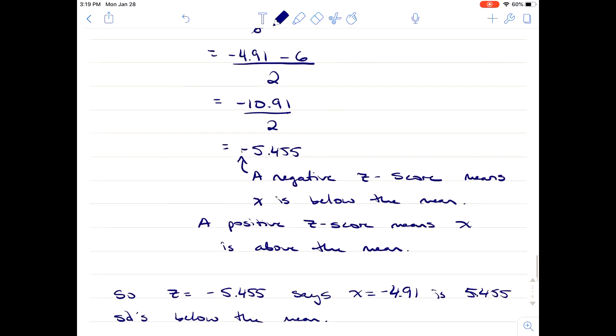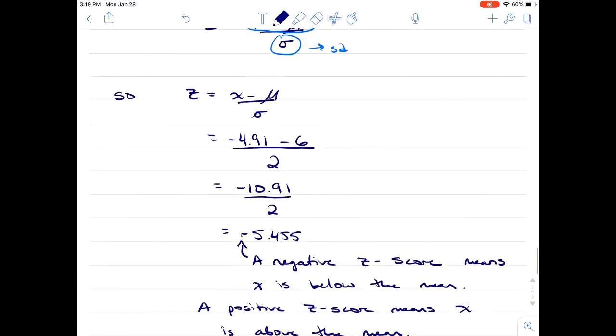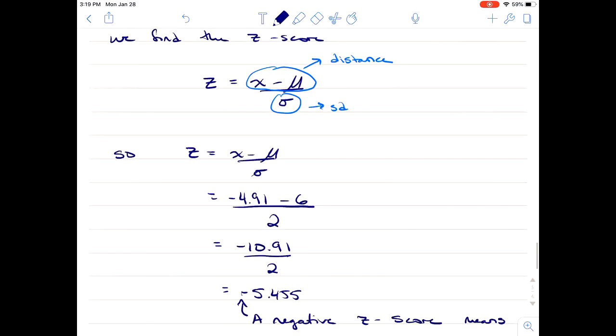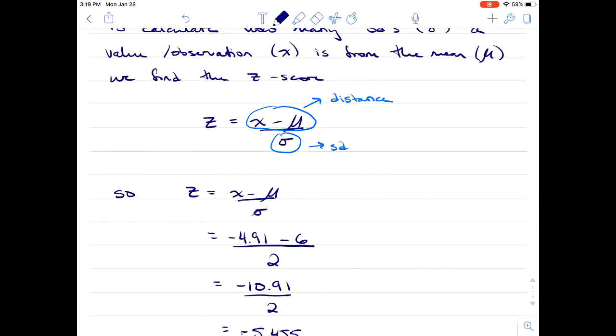And a positive Z-score means it's above.